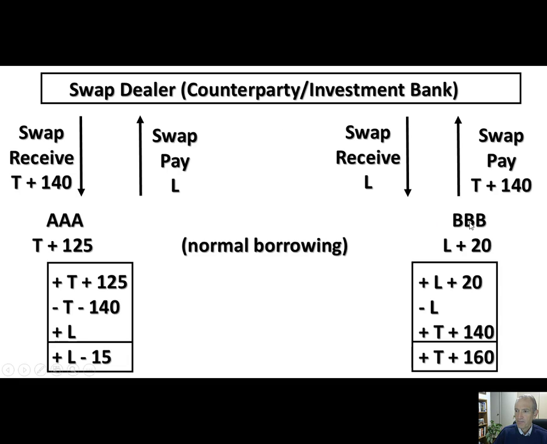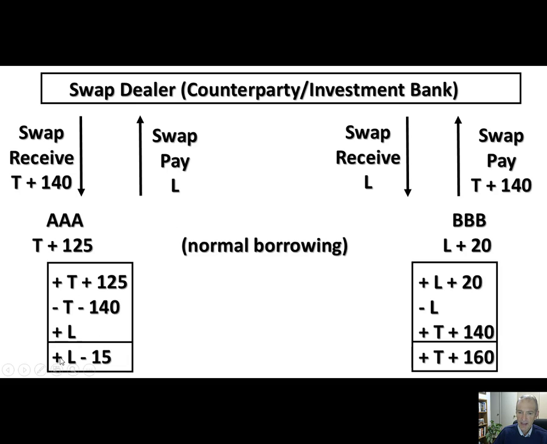Triple B borrows at L plus 20 in the normal debt markets. They receive L and they pay T plus 140. So what's the ultimate borrowing cost for AAA? Well, they paid T and they paid 125. Anything they pay, I put a plus sign by it. They pay T, they pay 125. Then they receive T and they received 140 and they paid L.